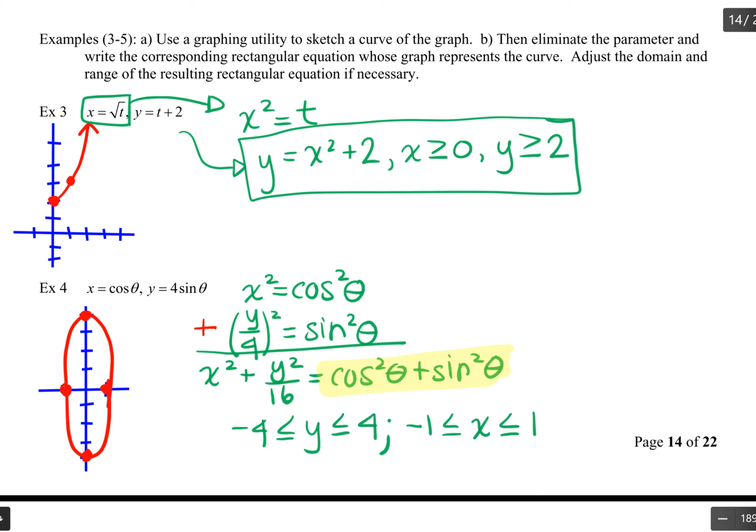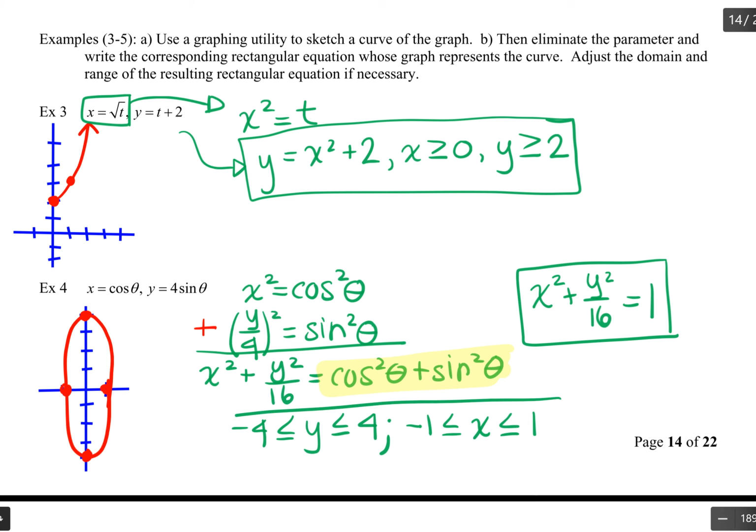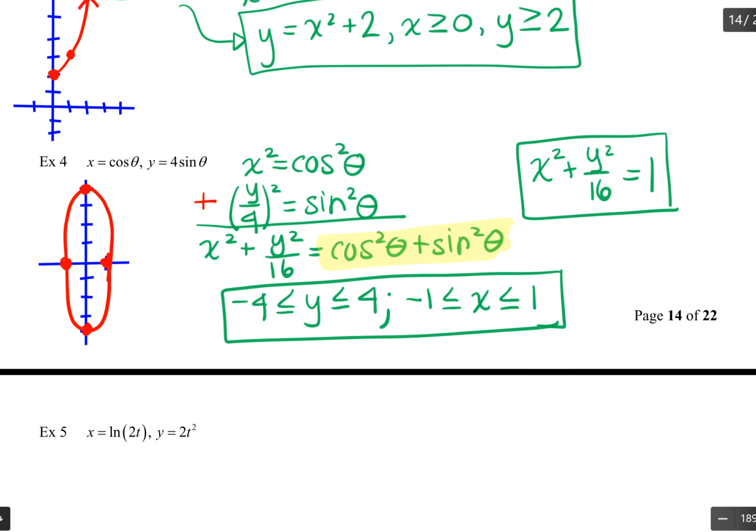What does cosine squared plus sine squared equal? Hopefully you said 1. x squared plus y squared over 16 is equal to 1. And we have an equation. We look at that, we know that's the equation for an ellipse. And there we have our restriction. Perfect.